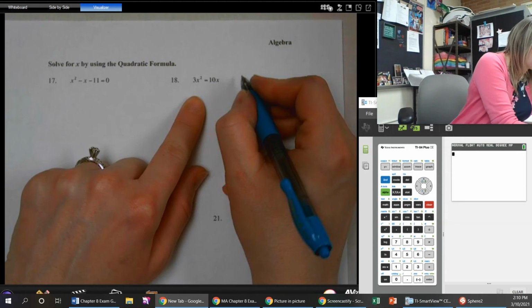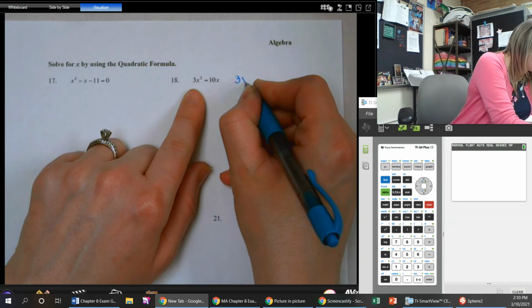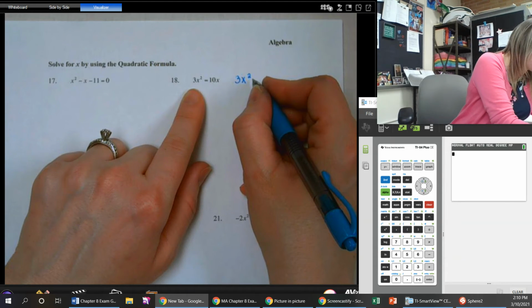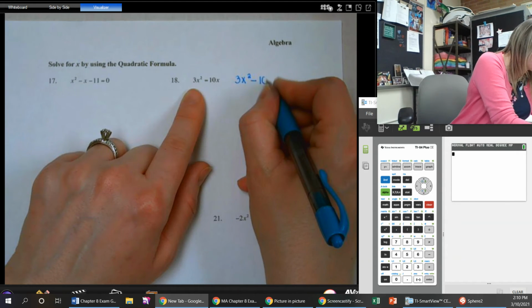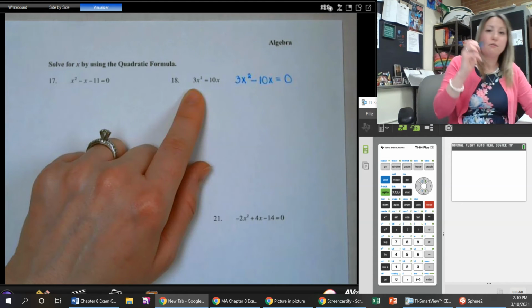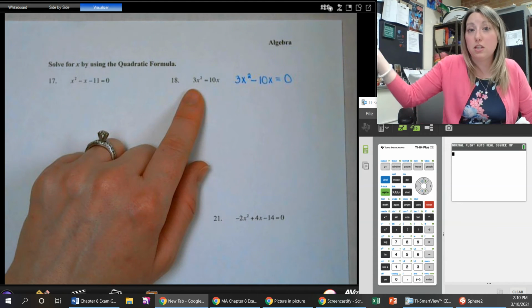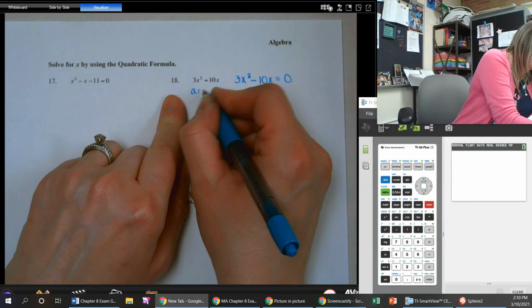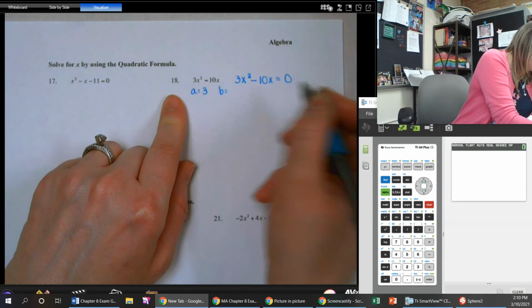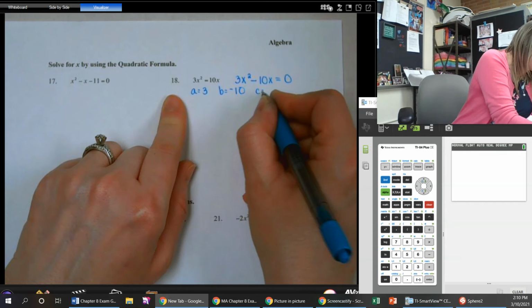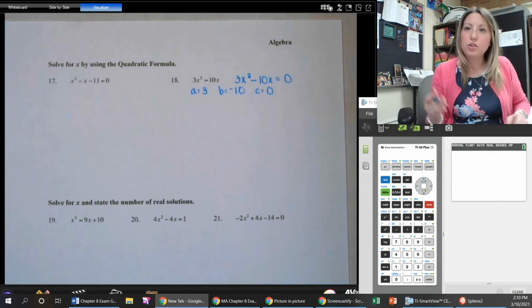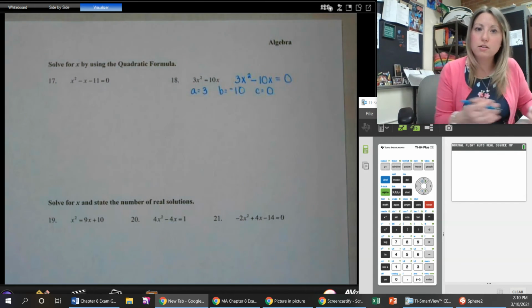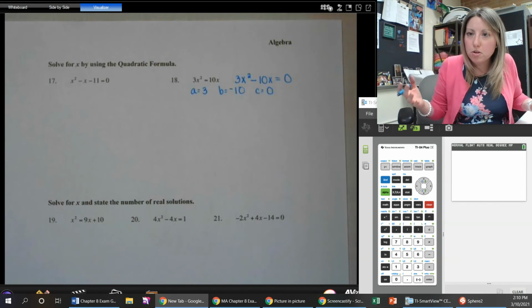So let's get standard form. Subtract that 10 over to be with the 3x squared. It actually didn't matter which direction I went here, but I need to have ax squared plus bx plus c equals 0 form. My a is 3, b is negative 10, and c is 0 because there's not a constant term at the end of that binomial. There's no trinomial this time.